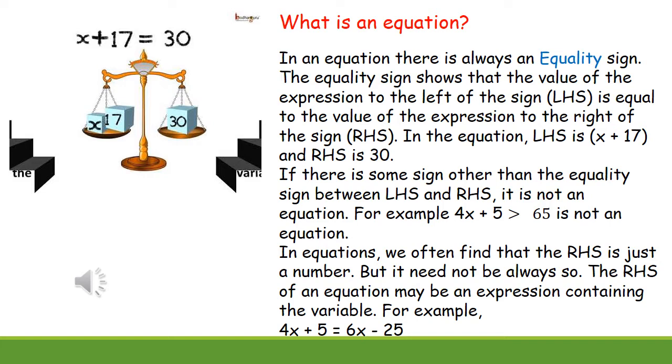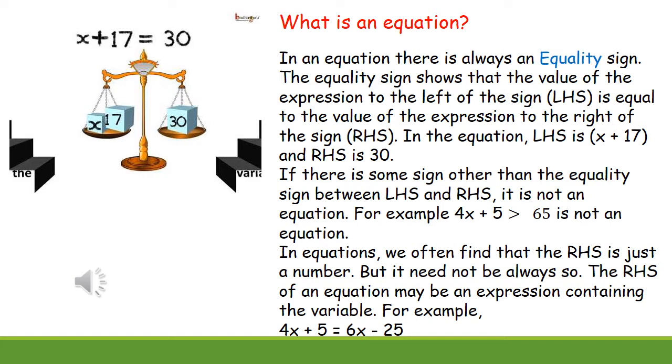Now, what is an equation? In an equation, there is always an equality sign. The equality sign shows that the value of the expression to the left hand side of the sign, that is LHS, is equal to the value of the expression to the right hand side, that is RHS.